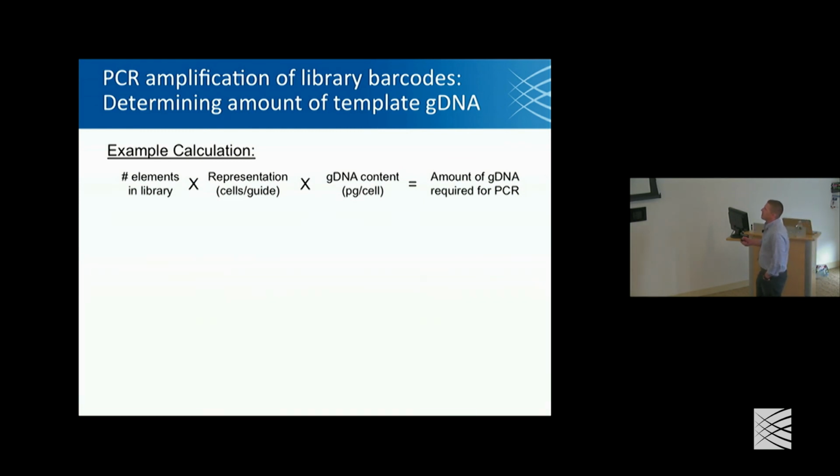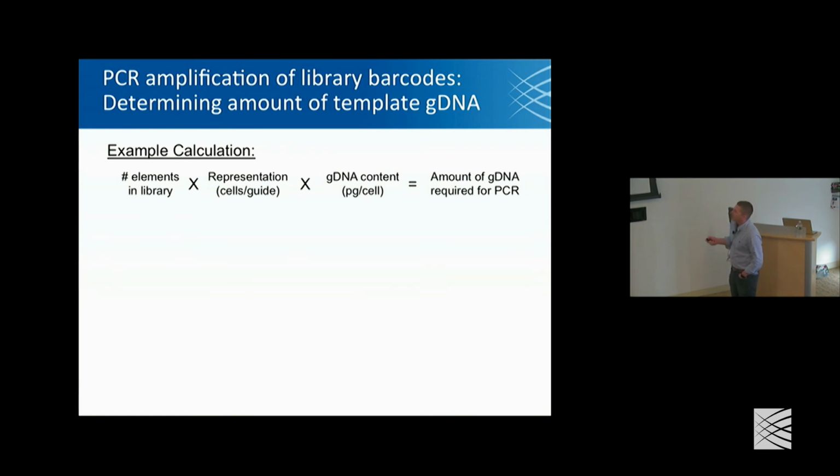So an important factor is the amount of template gDNA. So everybody in this room, or a lot of you, have probably done PCR, and I'm sure a lot of you have done PCR from tubes where there's literally nothing in it or trace amounts of DNA. And that's not what you're going to be doing here. You actually have to calculate the amount of template genomic DNA you're going to use.